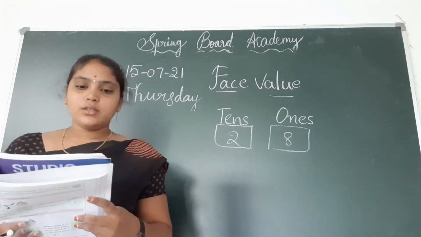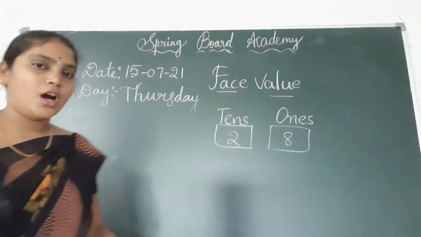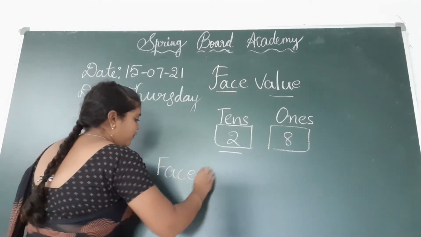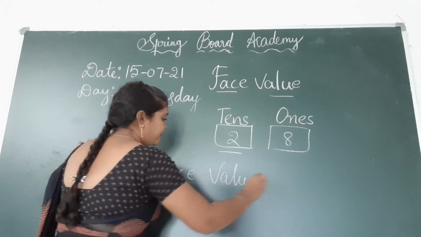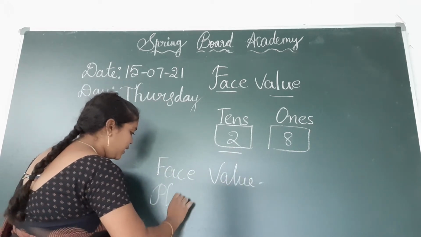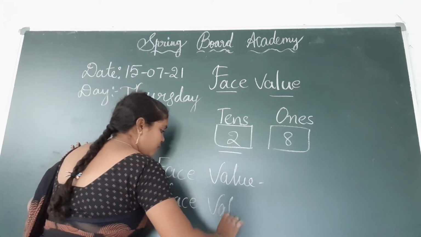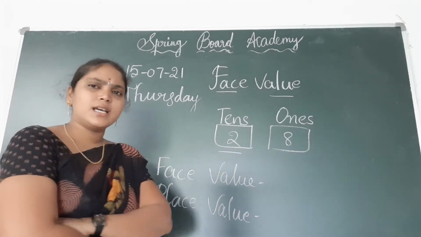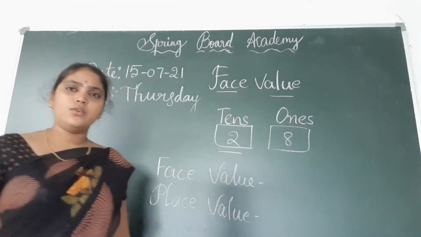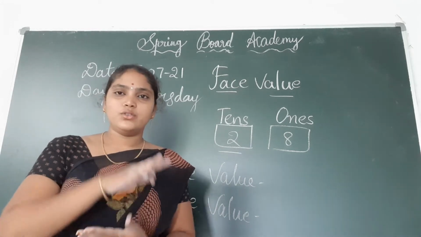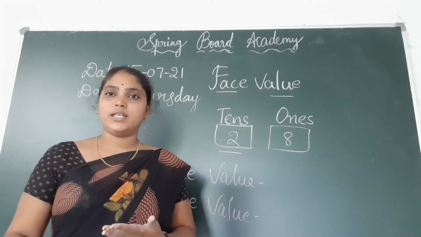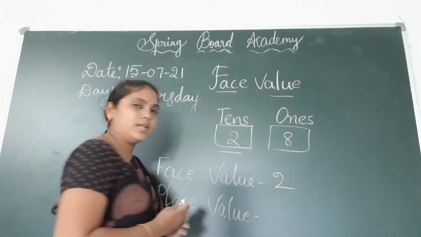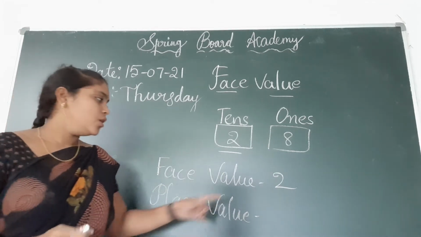So now the face value is 2. Now we write the face value and place value of 2, children. Face value and place value. So just now we discussed, children, what face value means. Face value means you just have to write the value of the digit itself. Just write the same digit. So the face value of 2 is only 2.